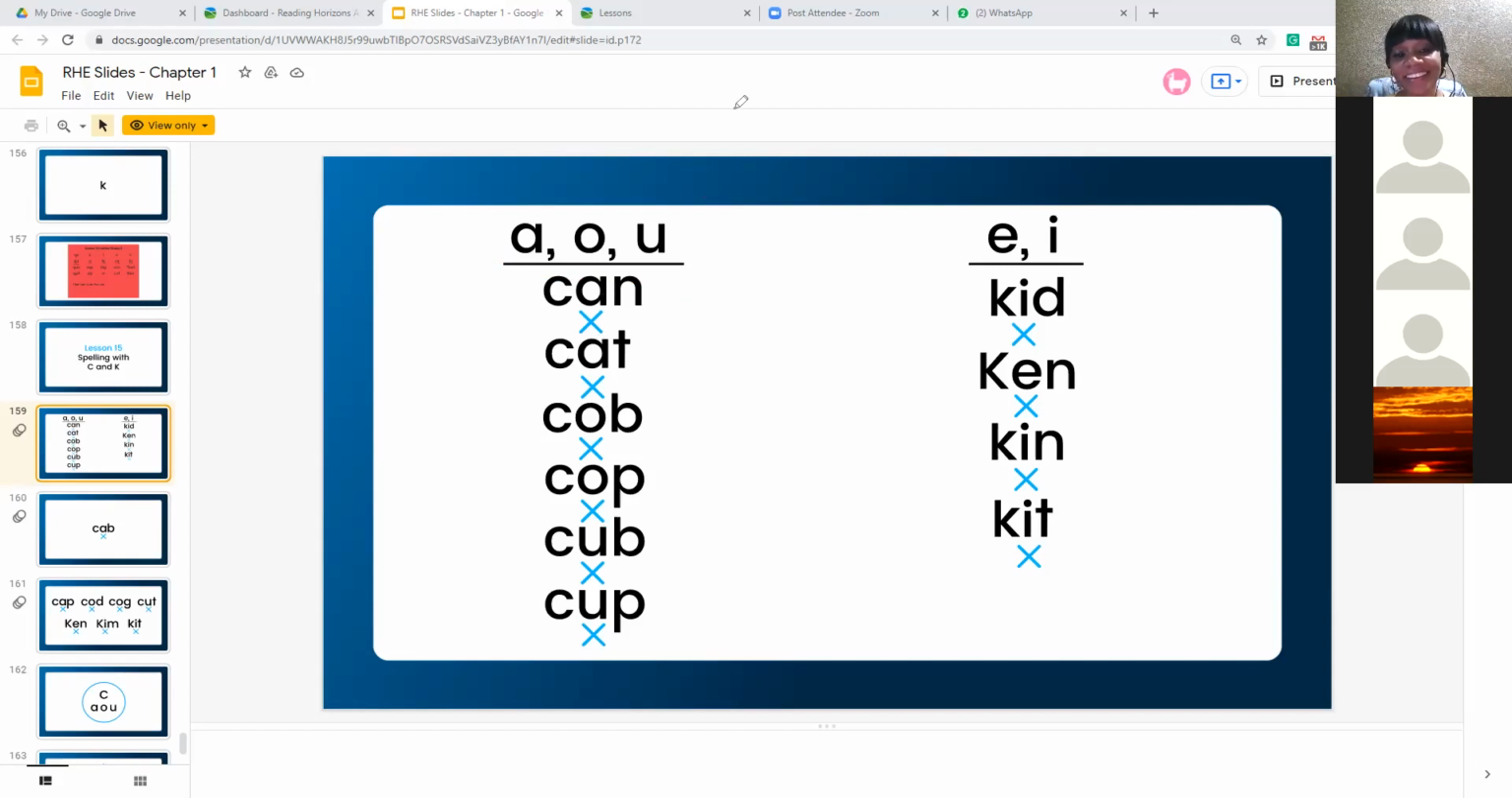So let's read these words. Can. Cat. Cab. Cob. This is an O. O says ah. Cob. Cop. Cop. Kid. Ken. And Kin. Kit.